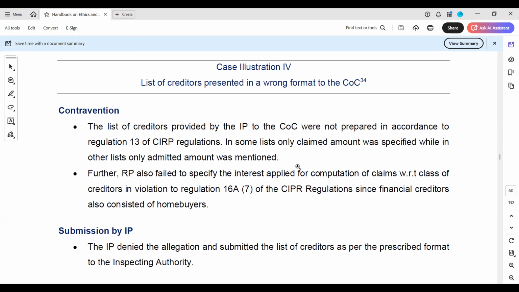regarding the claims received, 13.1. 13.1 says that the IRP or RP shall verify every claim and thereupon maintain a list of creditors containing names of creditors along with the amount claimed by them, the amount of their claims admitted, and the security interest, if any, in respect of such claims and updated. तो 13.1 में पूरा दे रखा है कि क्या क्या आपको डिस्क्लोज करना है. अगर आप उस तरह से नहीं देते तो भी गलत है.